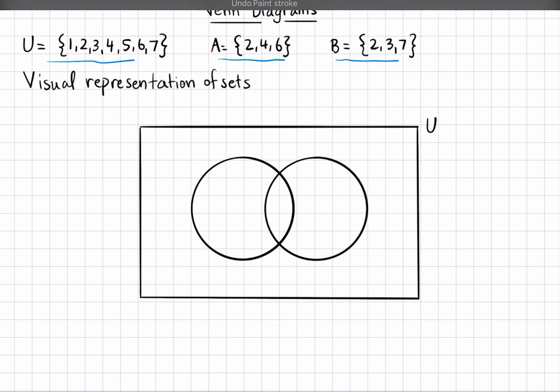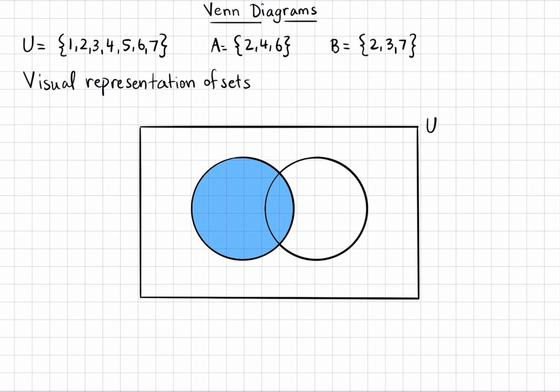So let's look at the first example. If I only shade the circle that I said is set A, so nothing else is shaded, only the circle for set A, then what I'm talking about here is A. That's it, just A. All right, no operations yet. This is just set A. Now, if I'm shading the other circle, then this is just set B. Easy so far? Let's take it a step further.